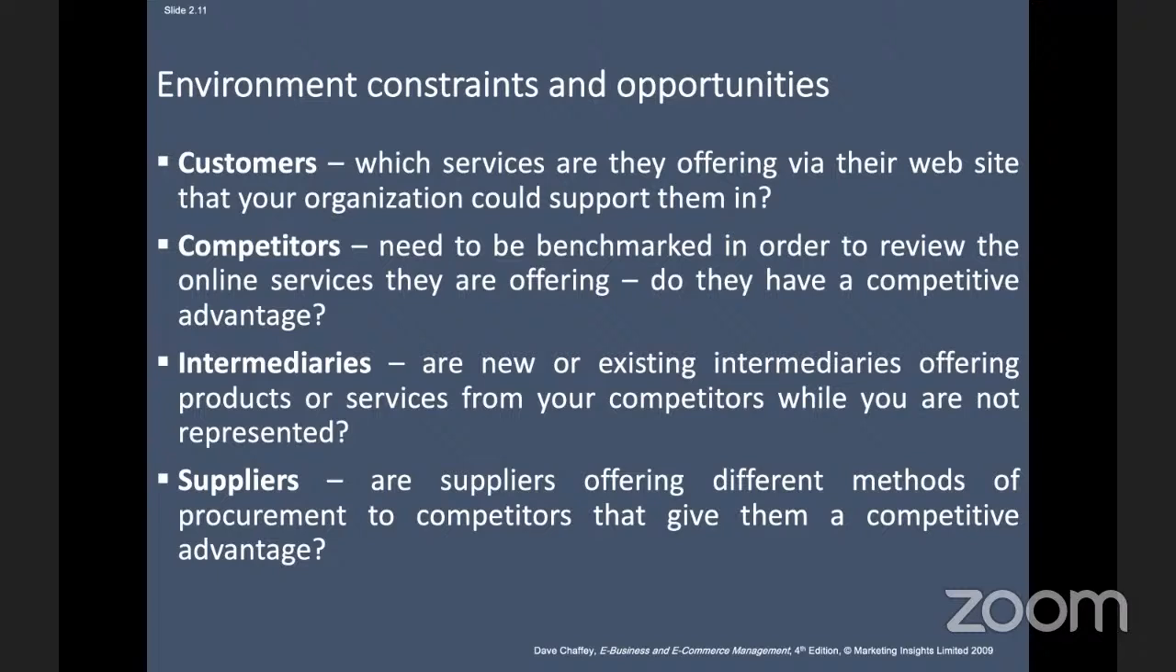And then finally, suppliers: are suppliers offering different methods of procurement to competitors that give them a competitive advantage? So there are some suppliers in the market, and you and your competitors are getting products from them. Here you have to have the information about what suppliers are offering to your competitors, and how they are offering it, in order to better analyze whether what you are getting is sufficient and good compared to the competitors.